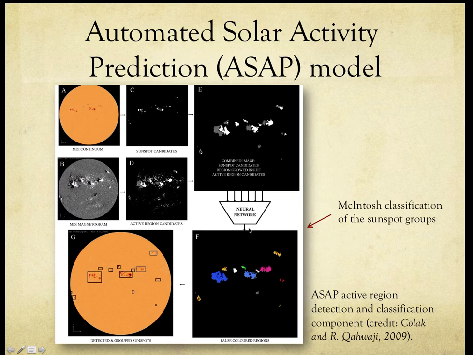And that information is pushed to the neural network together with historical data to train the neural network to provide classification for this type of data in terms of the McIntosh classification of the sunspot groups. So the neural network, for example, identifies the structure and the shape of the sunspots, penumbras in the active regions to provide information about the McIntosh classification of these sunspot groups. Okay, so that's the basic process in the first component, the classification component of the ASAP model.